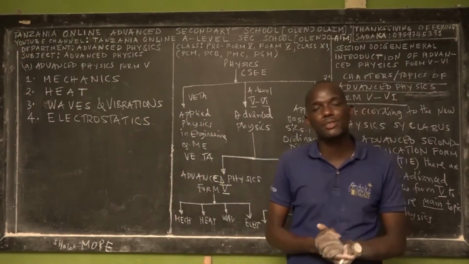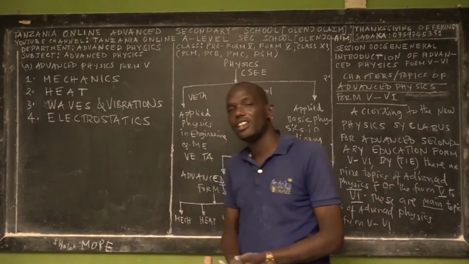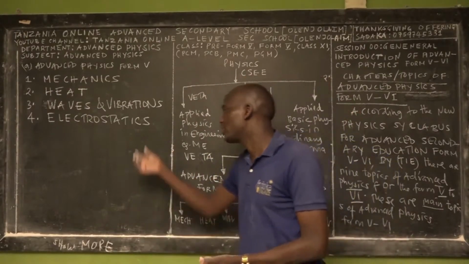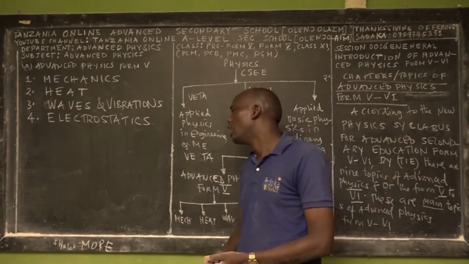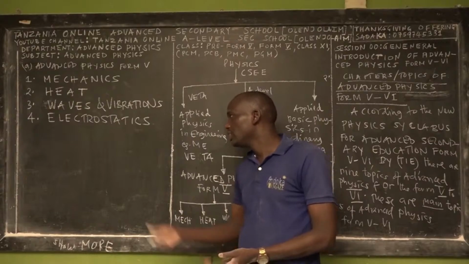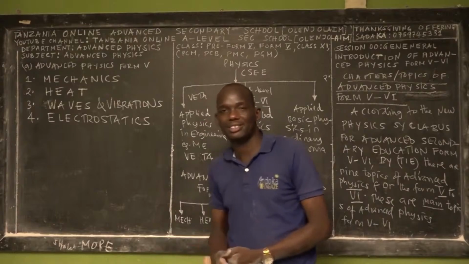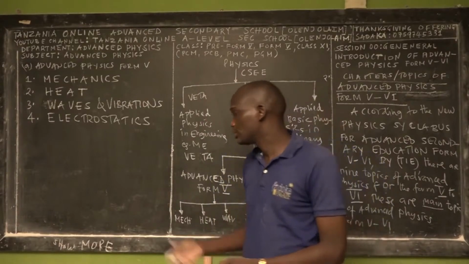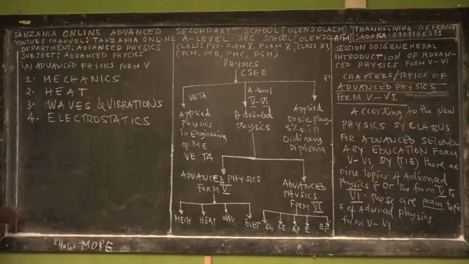Electrostatic itself breaks down into 5 topics. The first one, the general introduction of electrostatic. The second one is electric force. The third one is called electric field. Then the next one is called electric potential, and the last one is called the capacitance. Wonderful. Okay. So these are the main topics of Advanced Physics Form 5.